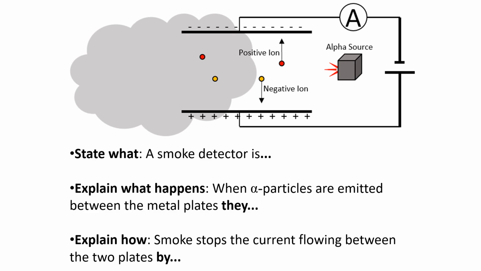State what a smoke detector is. Explain what happens when alpha particles are emitted between the metal plates, and explain how smoke stops the current flowing between the two plates.